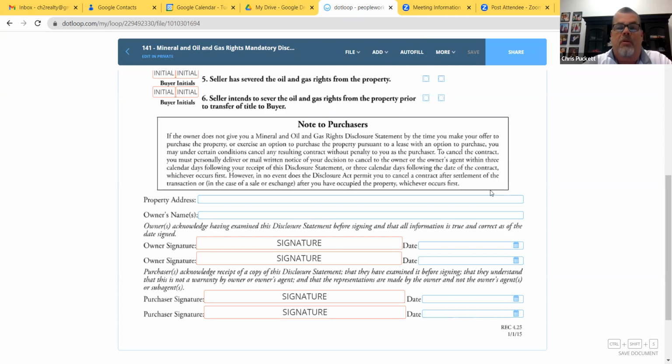So buyers, make sure you have this. Sellers, agents, listing agents, make sure you provide it for your clients when you post it on the MLS. Hopefully that will help you some with the mineral oil and gas.